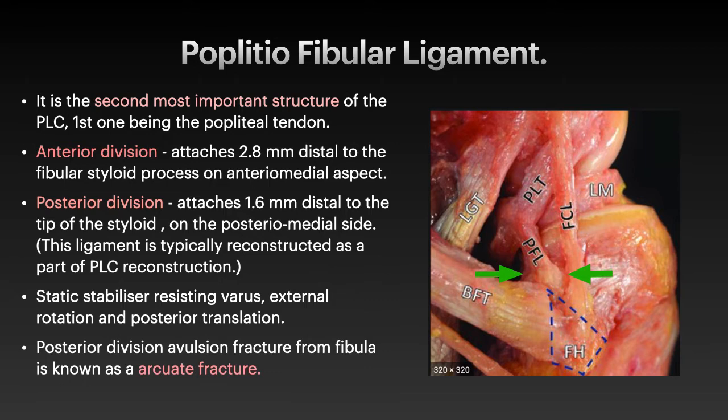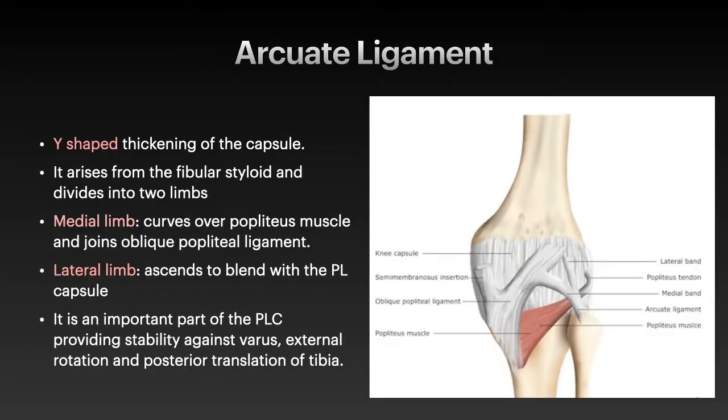It is a static stabilizer against varus, external rotation and posterior translation. The avulsion fractures of the posterior division of the popliteofibular ligament are known as arcuate fractures.